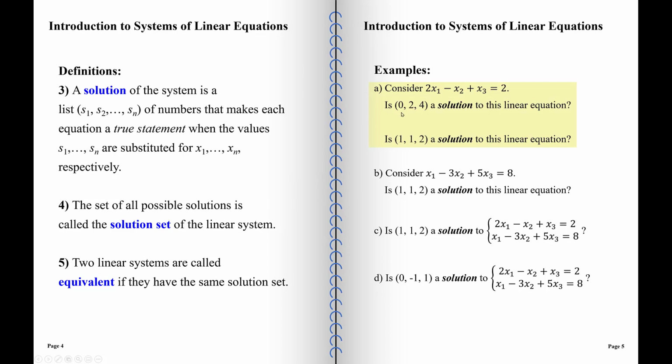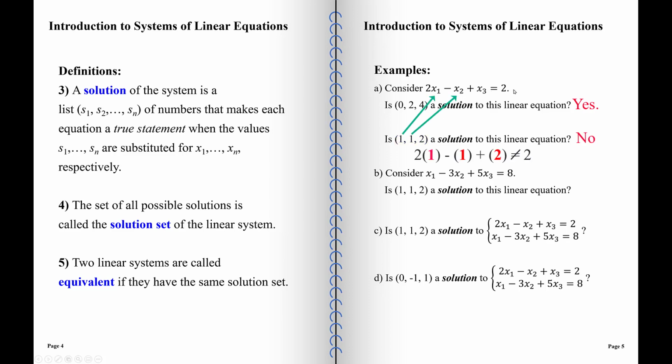So let's look at example A. Is 0, 2, 4 a solution to this linear equation? Then in the equation, in place of x1, we would put 0. In place of x2, we would put 2. In place of x3, we would put 4. And we would see, doing the arithmetic, that the ordered triple 0, 2, 4 is a solution to this equation. Is 1, 1, 2, the ordered triple 1, 1, 2, a solution to this equation? The answer is no.